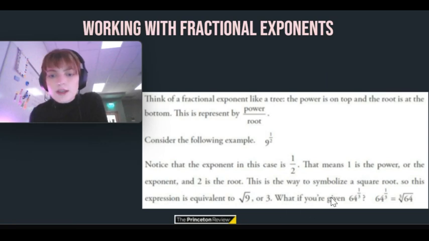What if you're given 64 to the power of 1 over 3? 64 to the power of 1 over 3 is equal to the cube root of 64.